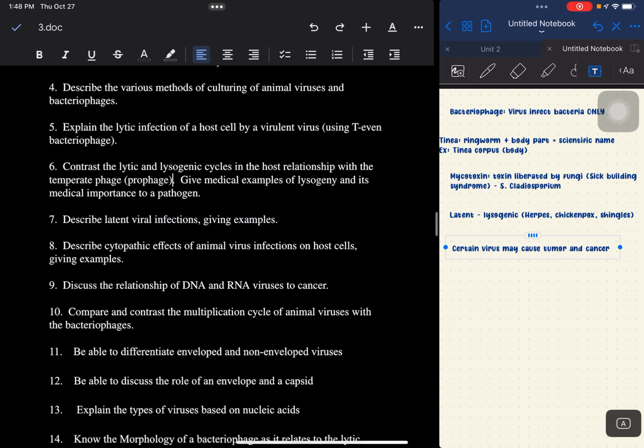Describe the cytopathic effects of animal viruses on host cells. So the cytopathic effect is the effect that viruses have on cells. Sometimes it changes the morphology, or sometimes changes internal structures, and they can be used diagnostically. Right now, all I asked you to know was that cytopathic effect is associated with viruses, because all viruses change the cells that they infect. That's a CPE, right? CPE.